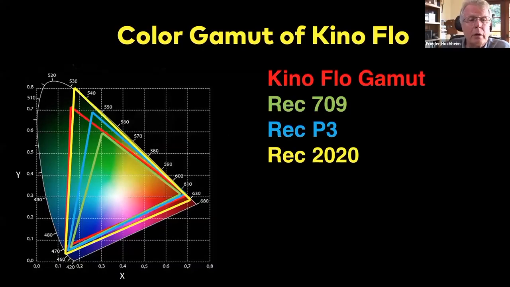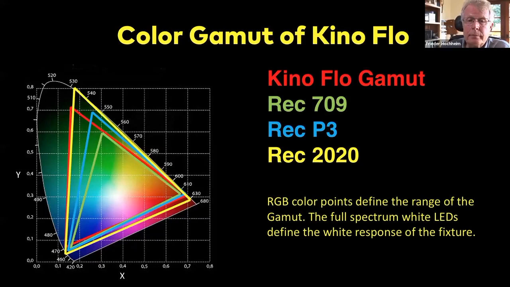Those color points are going to be modified on our next color release, which is coming up next year. Our whites are all going to be maintained. We're going to see some more saturated abilities in the colors. So bottom line is those RGB color points define the range of the gamut.